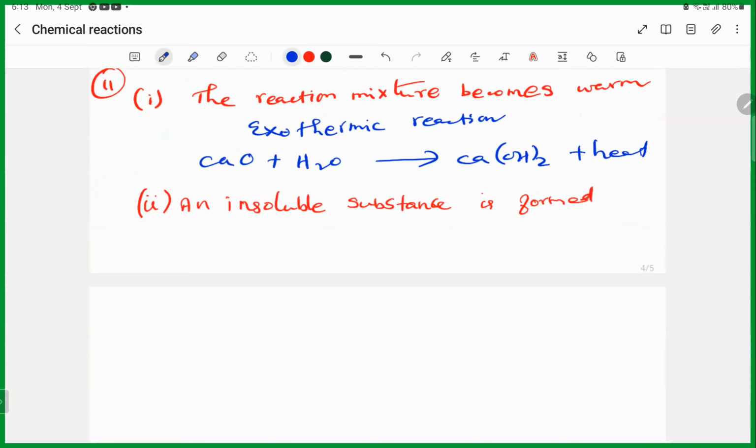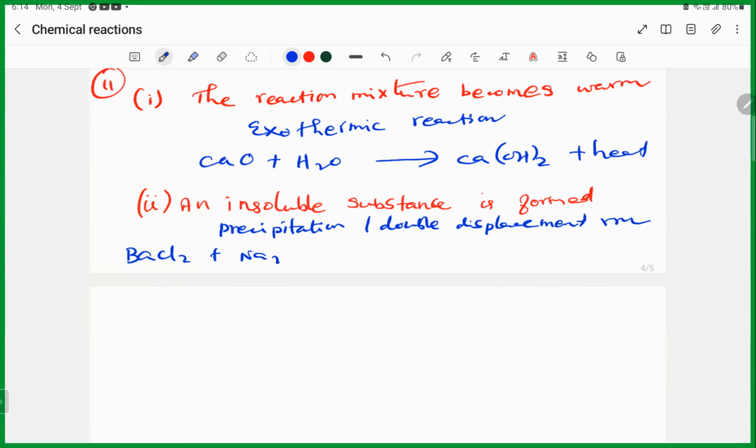What should we write for that? Sir, precipitation reaction. Very good. Otherwise, what is the other name? Precipitation reaction, otherwise double displacement reaction. Same example: barium chloride plus sodium sulfate gives barium sulfate plus sodium chloride.